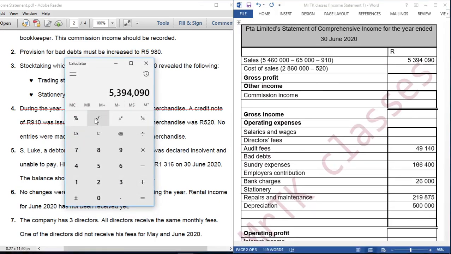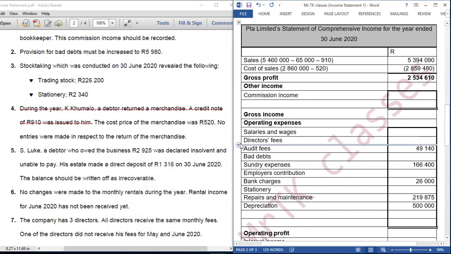We are going to say 2,860,000 subtract 520. We are going to get 2,859,480. What you should always remember is that whenever you have returns, the sales amount is subtracted from sales, and the cost amount is subtracted from cost of sales. All right, we are going to say 5,394,090 subtract 2,859,480, and we get 2,534,610.